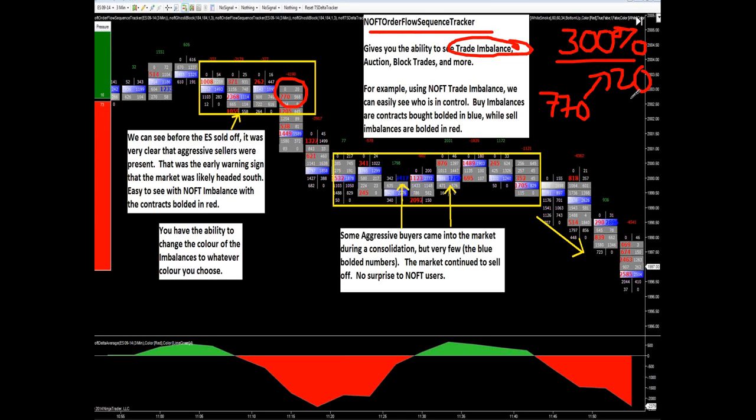In other words, 20 times 3 is 60, right? So any number of contracts above 60 is going to turn the other side red. That's what we call a sell imbalance.